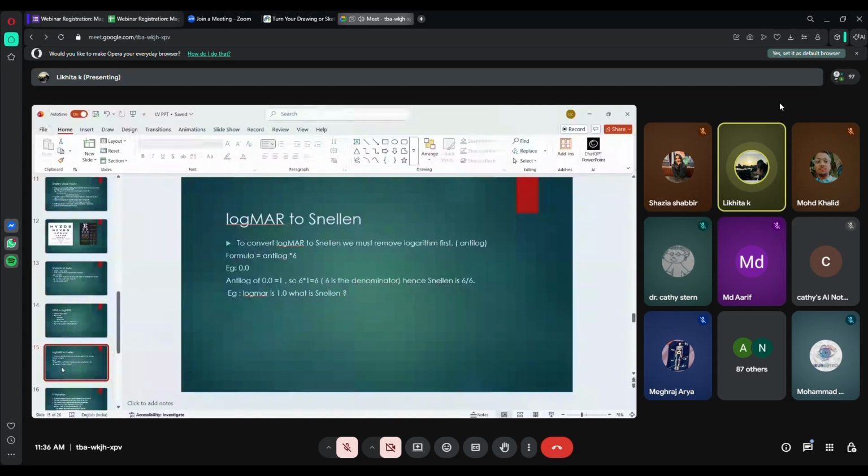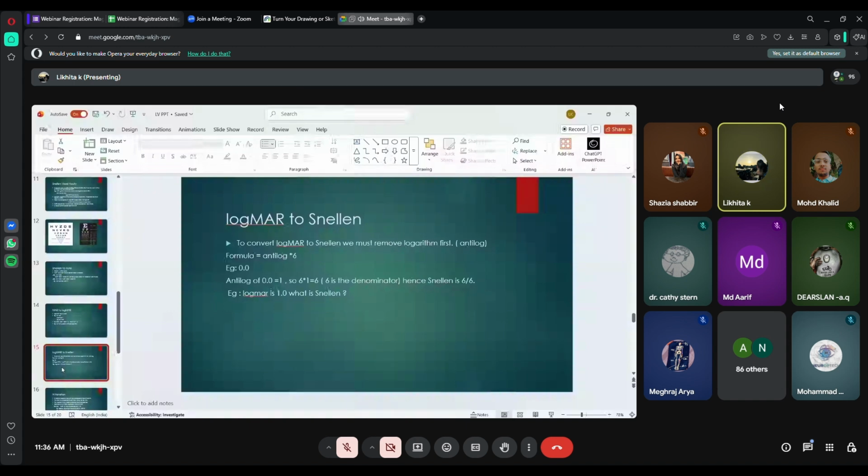If the logMAR value is 0.0, then what is the anti-log of 0.0? It's 1. So if we calculate 6 into 1, it's 6. So whatever value we get is always the denominator of Snellen. The 6 will be constant and we will get the denominator value. So in this example, the denominator value is 6. So hence the Snellen is 6 by 6.